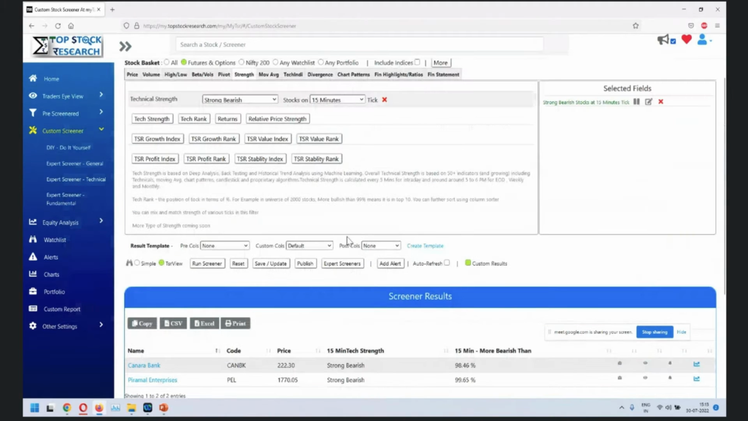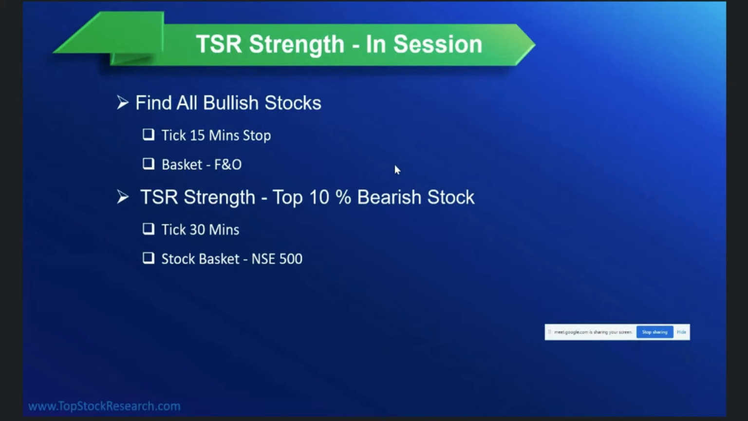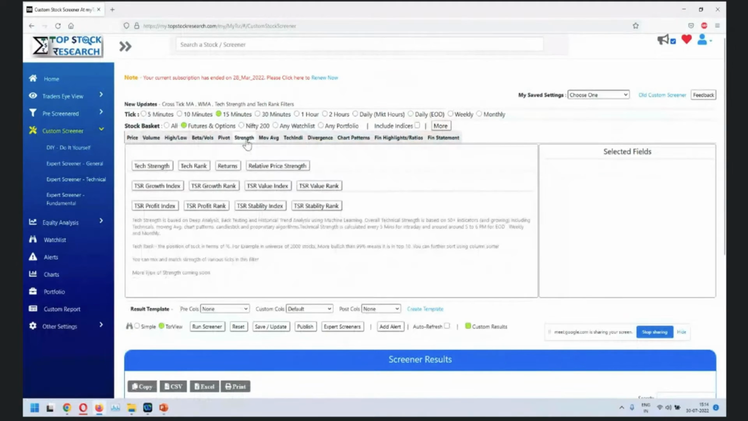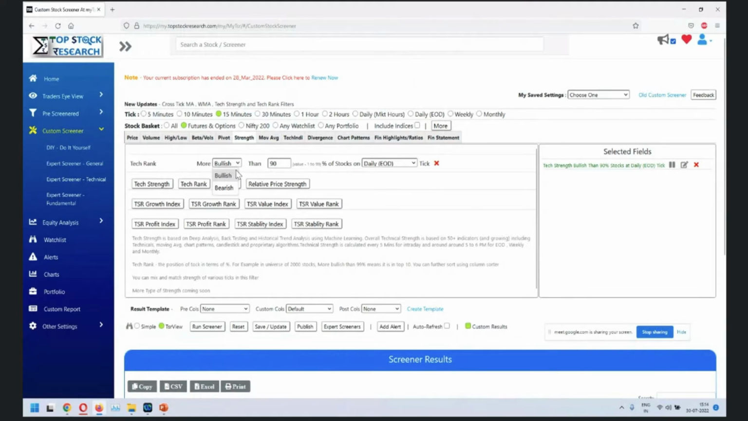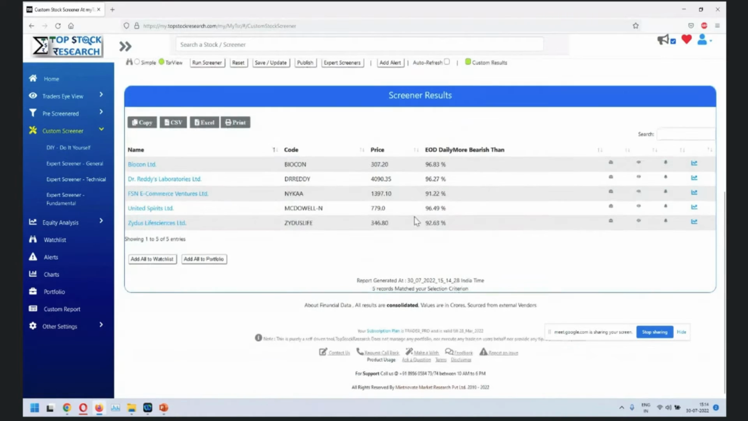So this is how you can quickly filter stocks depending on what you want to do, whether intraday or end of the day, swing trading, long term, mid term. Depending on what you are looking for, you can choose one of the criteria here. Find top 10% of the bearish stocks in 30 minutes. So resetting it, going back to strength, technical rank, bearish, then 90% of the stocks on daily tick. Let's put daily tick, keep it simple. Run it. So these are the stocks which are most bearish on daily tick.